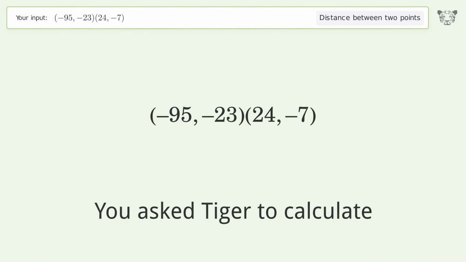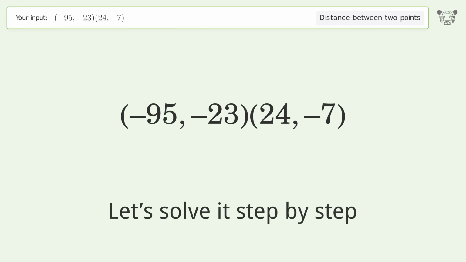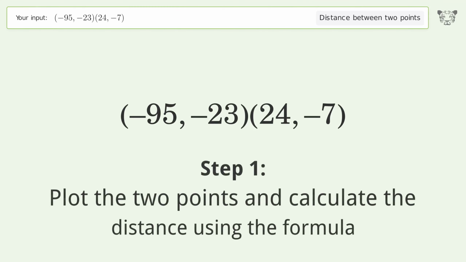You ask Tiger to calculate. This deals with the distance between 2 points. The distance between the 2 points is the square root of 14,417, or 120.071. Let's solve it step by step. Plot the 2 points and calculate the distance using the formula.